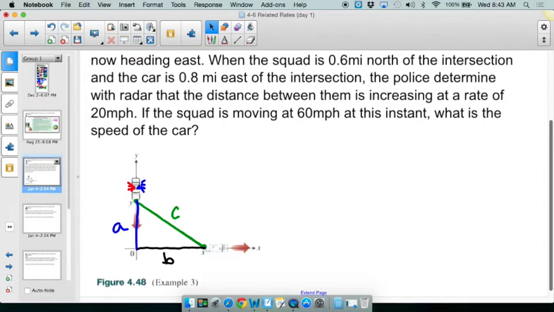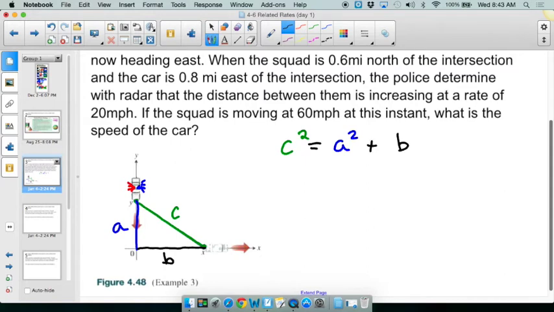Pythagorean's theorem. So I'm going to go ahead and write c squared equals a squared plus b squared. Okay? And then now you have to kind of envision this actually playing out. So a squad car is moving, the car they're chasing is moving. Is the length A, the length B, the length C changing? What's changing here?